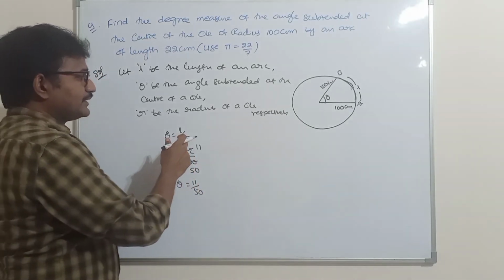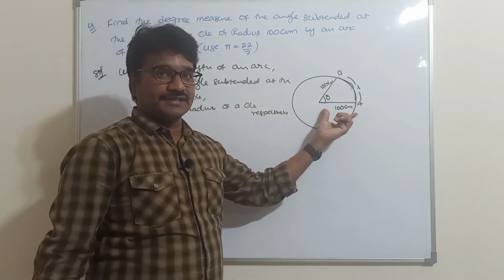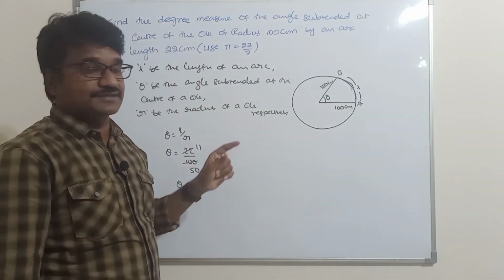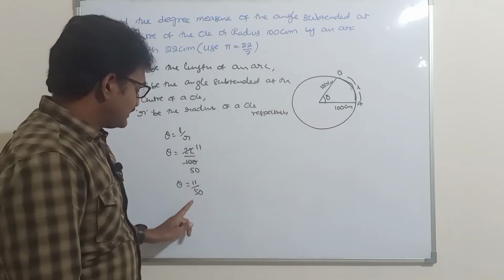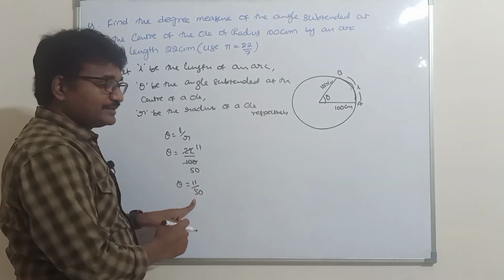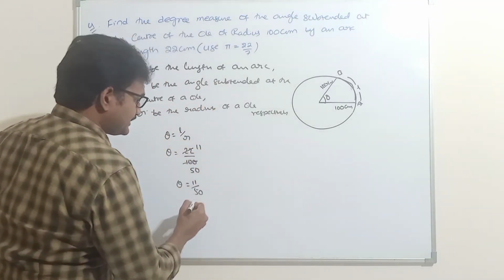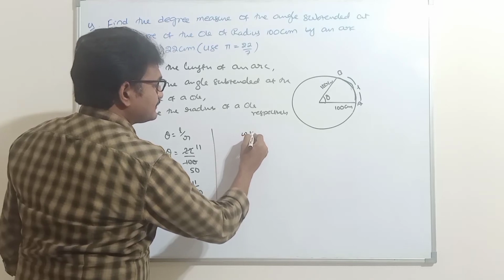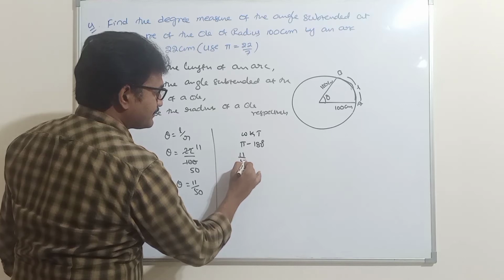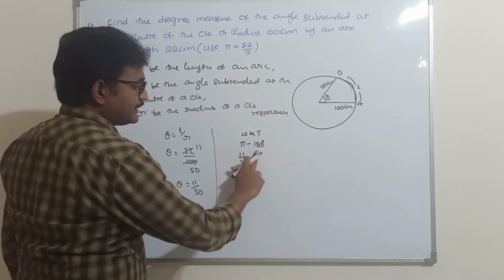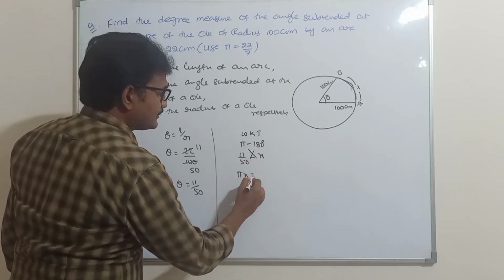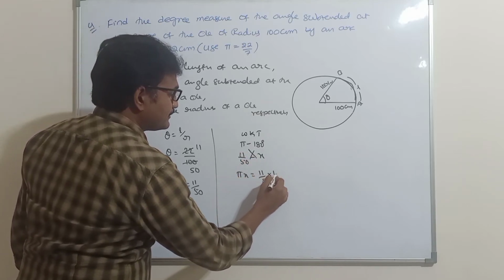Here 11, this is 100 centimeters, means a number. The length of an arc is also 22 centimeters. Both are real numbers. Therefore, 11 by 50 is in radians. Convert this radians into degrees. We know that pi radians is equal to 180 degrees. 11 by 50 radians is equal to how many degrees? Let it be x. So by converting, pi x is equal to 11 by 50 into 180.